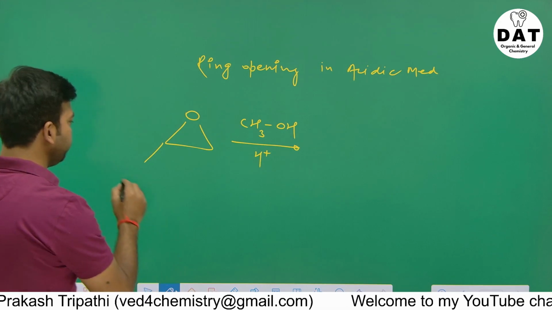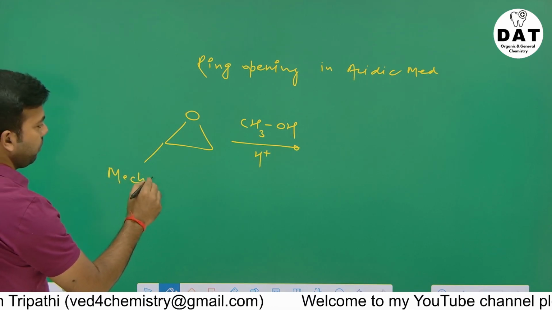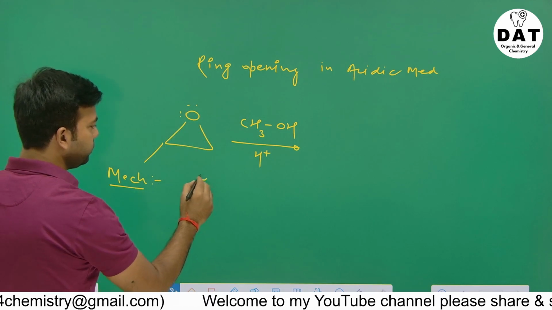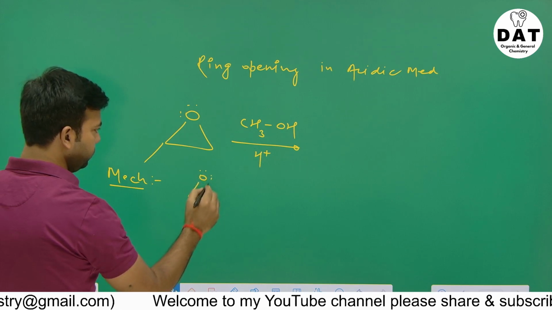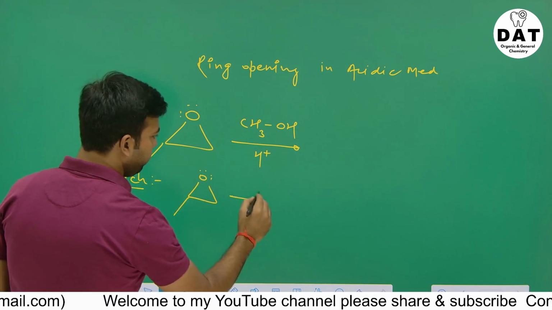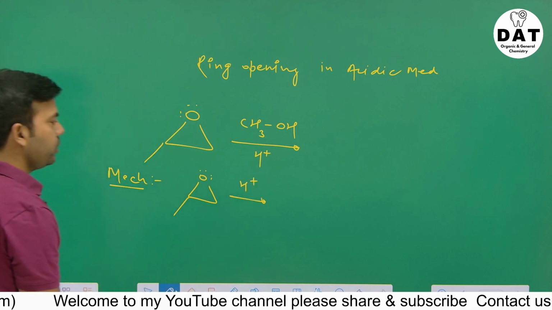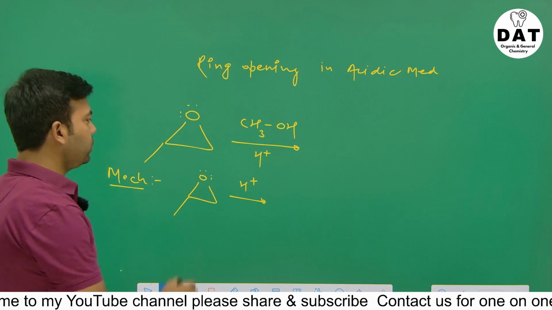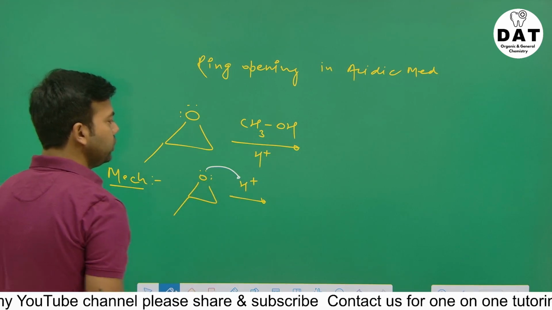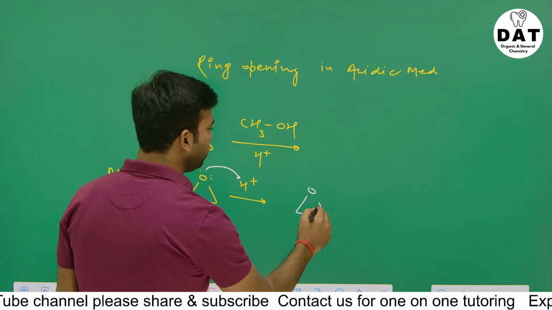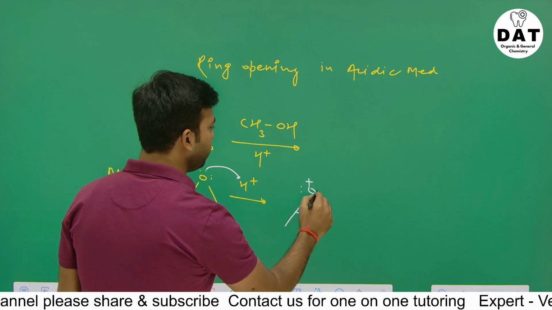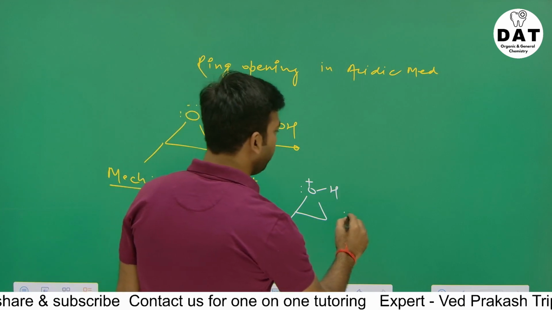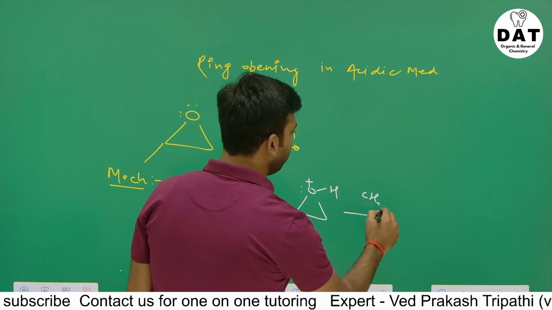Look at the mechanism. Here we have two lone pair on oxygen. In a very first step, protonation. Protonation is what? The oxygen's lone pair will be over H plus. So here we have a bond like this. One lone pair still we have. This is called protonated form. And now here we have this nucleophile CH3OH.